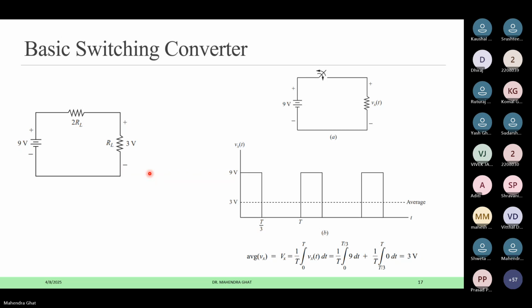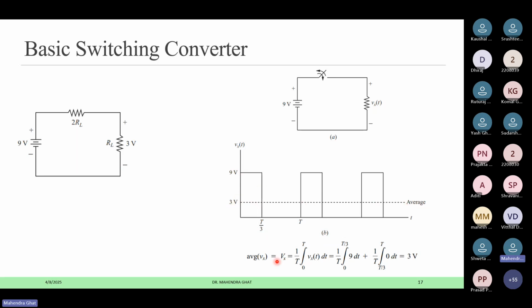Okay. So instead of this, I have shown here the same example. A 9-volt input is there, and I want to have an output voltage of 3 volt. So instead of using this resistance, what will I use? I will use the power electronic switch, and I will try to get the 3 volt. The average value should be 3 volt from the input voltage of 9 volt.